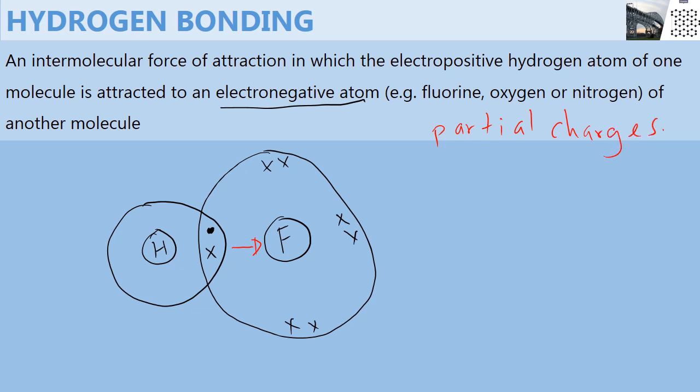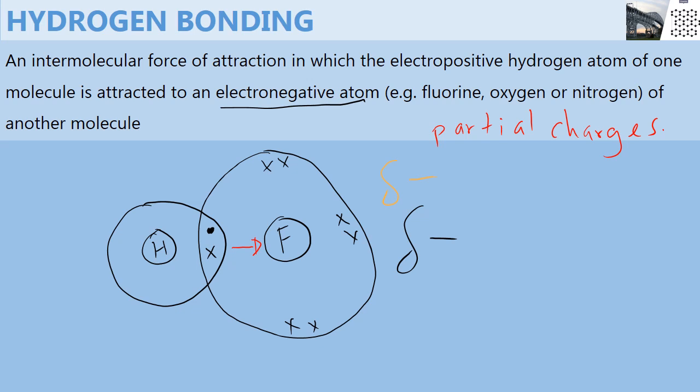Since we have more electrons on fluorine than on hydrogen, it will develop a partial negative charge represented by the following symbol, delta negative. So this one has a partial negative charge on fluorine.